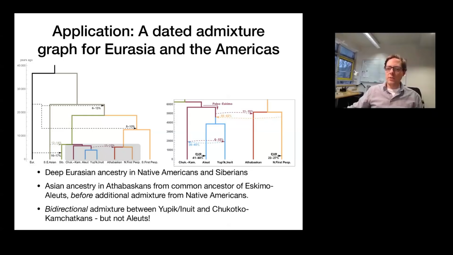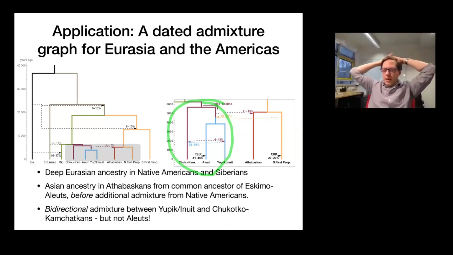We can now look into this shaded area here and zoom in a little bit more carefully. So we see that Chukotko-Kamchatkans here split from Aleuts and Yupik Inuit around 5,000 years ago, and then gave rise to 3 things. First of all, they contributed to Athabascans, which is 11 to 15%, which is important because that was one of the disputed points on where Athabascans got their genomes from. Well, we think that it's from Paleo-Eskimos.